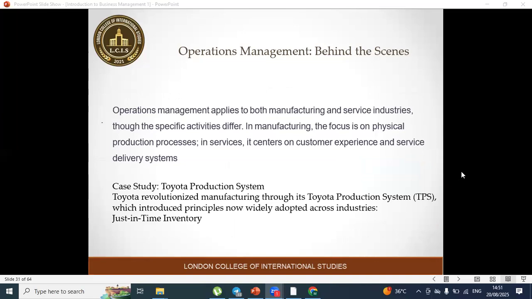And we have to know that operations management applies to both manufacturing and service industries, though the specific activities differ. In manufacturing, the focus is on physical production process. In services, it centers on customer experience and service delivery systems. Study, for example, Toyota production system. Toyota revolutionized manufacturing through its Toyota production system, TPS, which introduced principles now widely adopted across industries, just-in-time inventory.